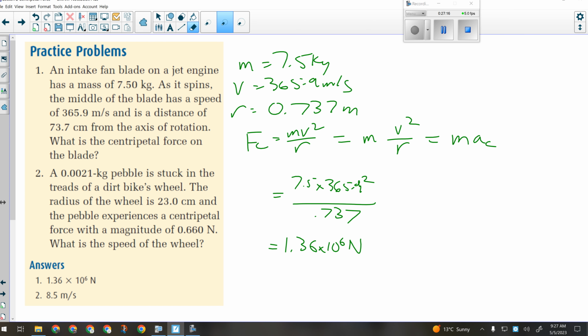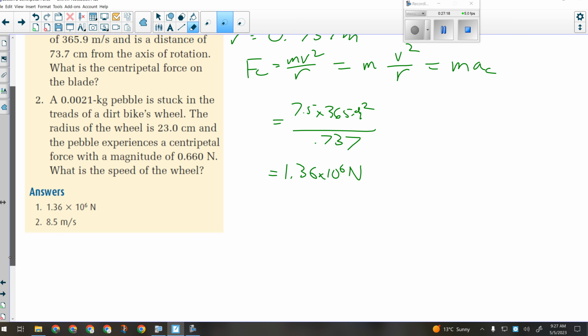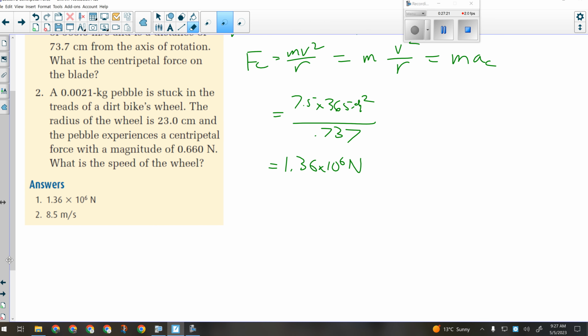For number 2, we have the pebble, which is 2.1 grams, but they gave it to us in kilograms, which is what we need, stuck in the treads of a dirt bike's wheel. The radius is 23 centimeters, that has to be converted to meters, and we know the centripetal force, and we're looking for the speed. So Fc equals mv squared over r. Solving for v, multiply both sides by r, divide by m, square root.